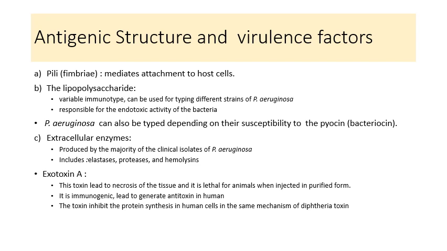The bacteria possess or produce extracellular enzymes, especially by the clinical isolates of Pseudomonas aeruginosa. These enzymes can play a role in the pathogenicity of this bacteria. Some of them include the elastases, proteases, and also hemolysins. We have exotoxin A. This is a toxin produced by this bacteria. This toxin leads to necrosis of the tissue, and it is a lethal toxin for animals when they inject it in a purified form.